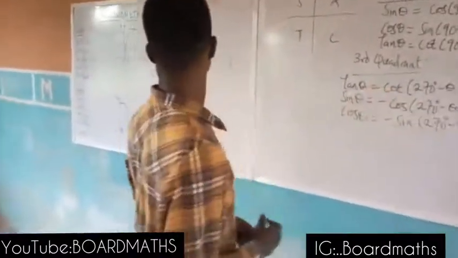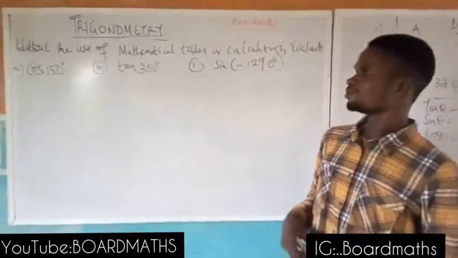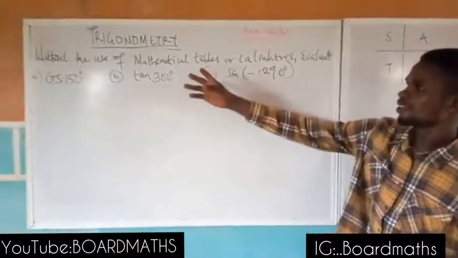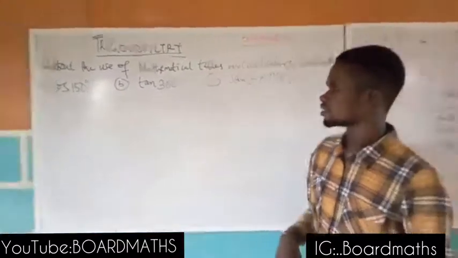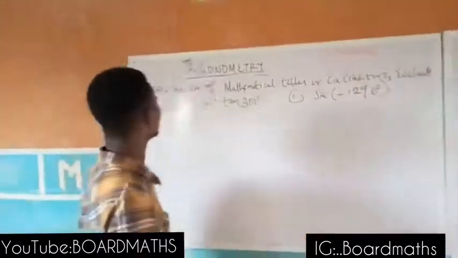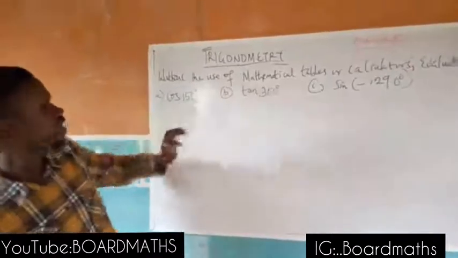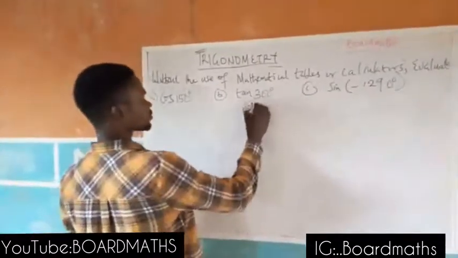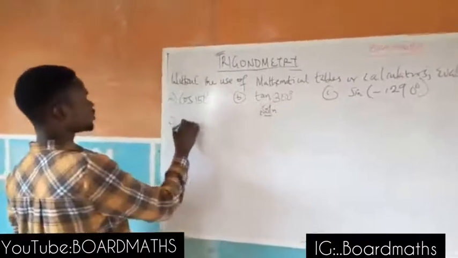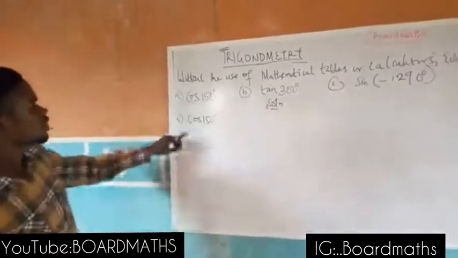So let's take some examples under trigonometry. Alright, so without using mathematical tables or calculators, evaluate the following. So let's take this following example. We have cos 150 without the use of mathematical tables or calculator. We are asked to evaluate this. So we have the solution. We have cos 150 without using table or calculator.